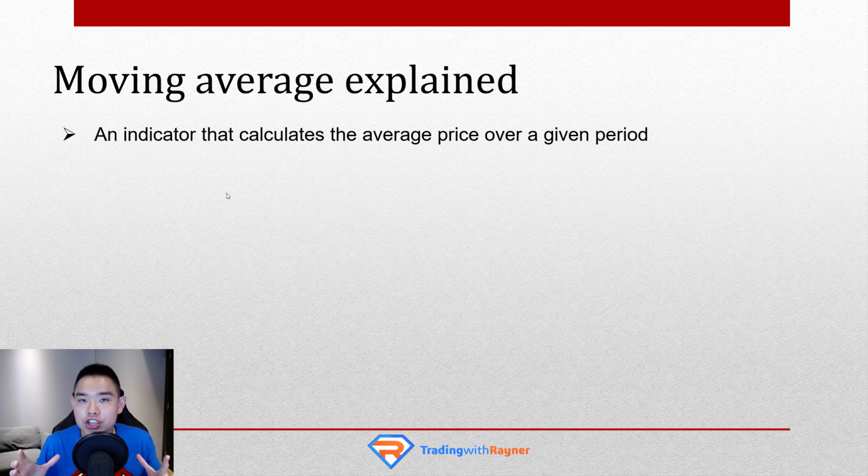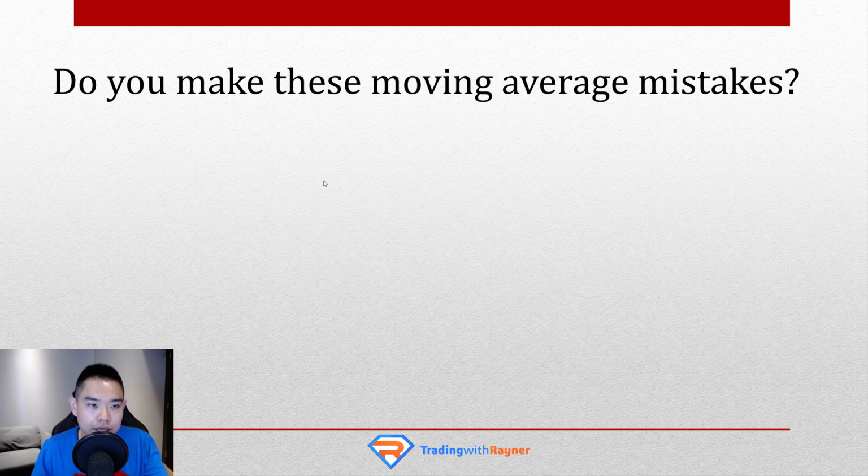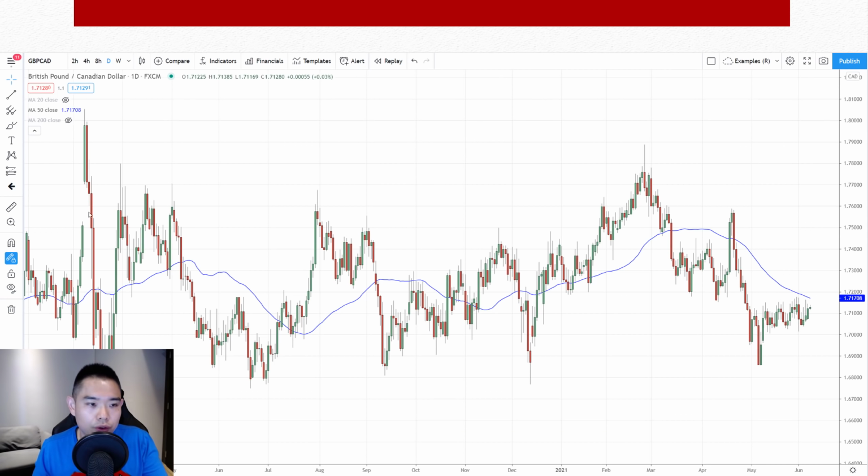So now let me share with you two common mistakes that almost all new traders make when they deal with moving average. Number one, it's this. They use moving average when the market is ranging. Now, why is this a problem? Let me show you. So if you look at this chart over here, you can see this blue line here is the 50-period moving average.